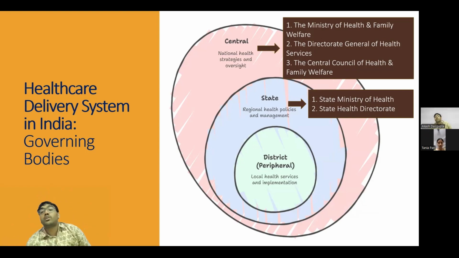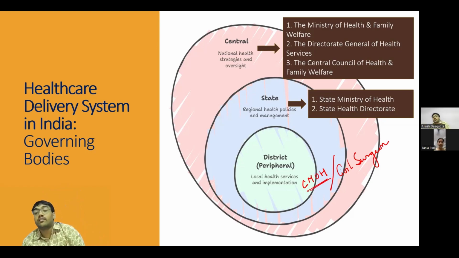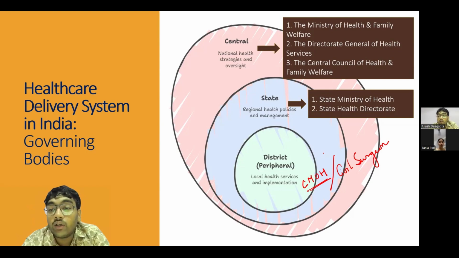And at the district level, you'll have the office of the CMOH, the Chief Medical Officer of Health. In some parts, the district level officer is known as the CMOH, the Chief Medical Officer of Health. In some parts, the CMOH is also known as the civil surgeon. In West Bengal, it is known as the Chief Medical Officer of Health. So this is like the directorate. Like you have the directorate at the level of the state, the CMOH or the civil surgeon is like that.